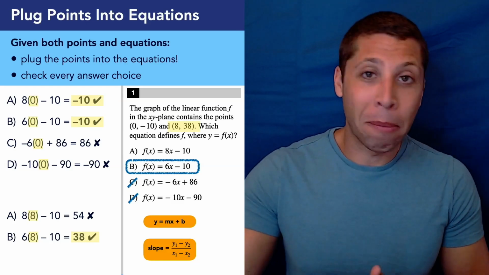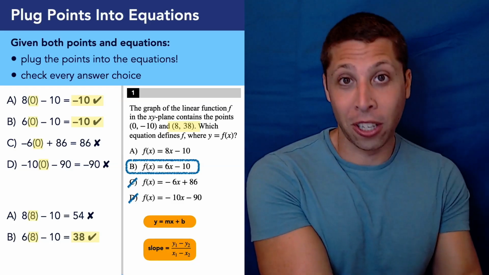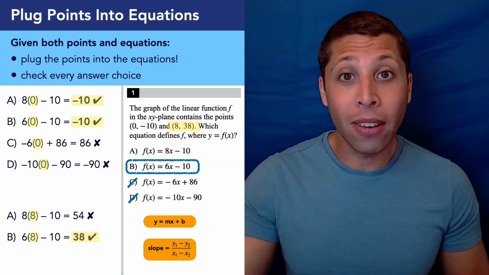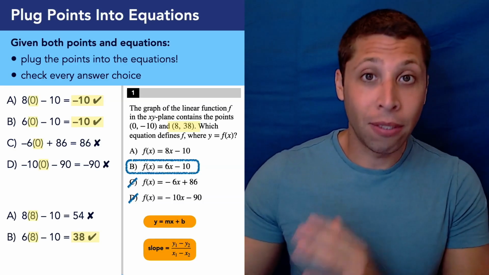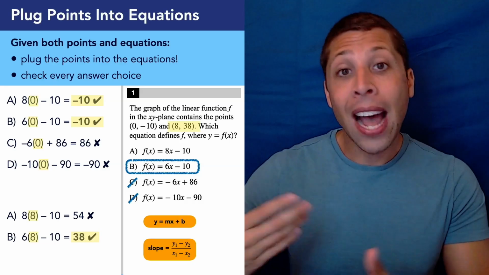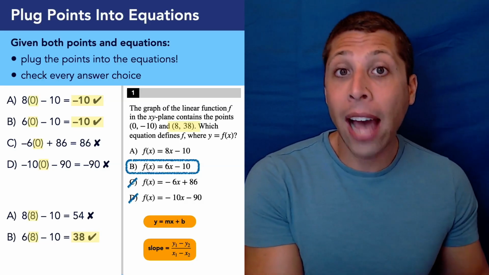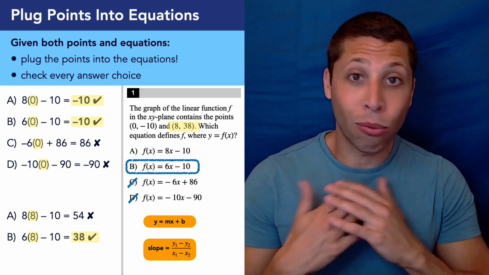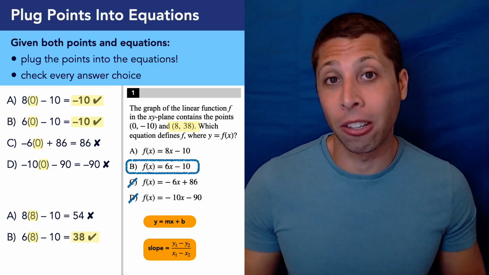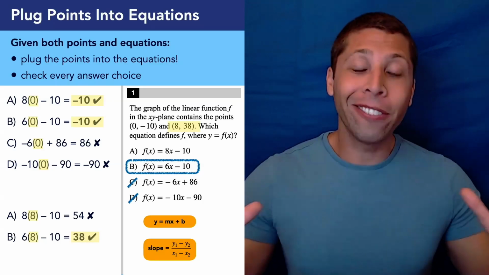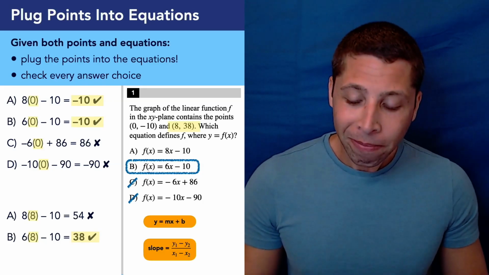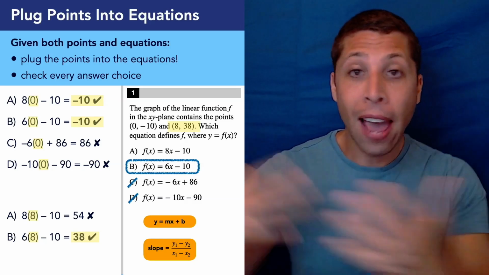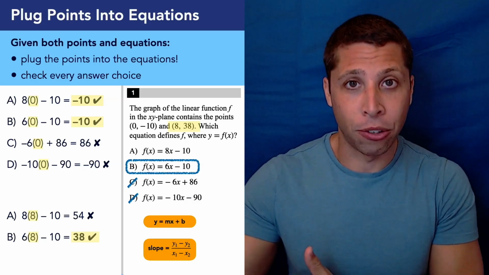Same thing with y equals mx plus b, thinking about the b portion, the y-intercept, right? We can see from the points that we're given, hopefully, that (0, -10) is a y-intercept. And then that should appear as this little last add-on piece of the equation. So only A and B would make sense right from the start, just thinking about the point (0, -10). These are all valid ways to get this answer. But I hope you recognize the difference between those ways of solving it and the way that I chose, the plug points into equations way.